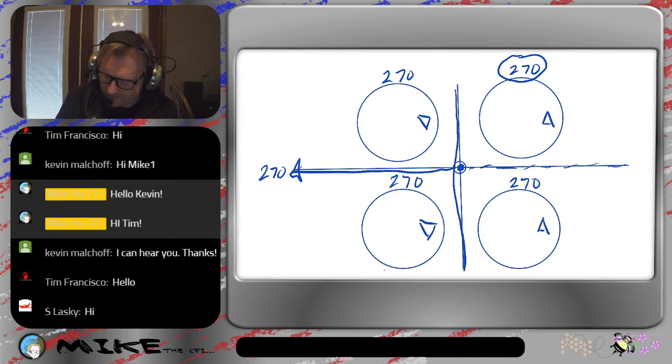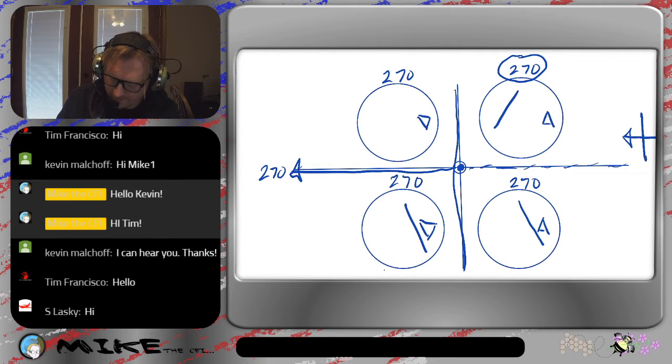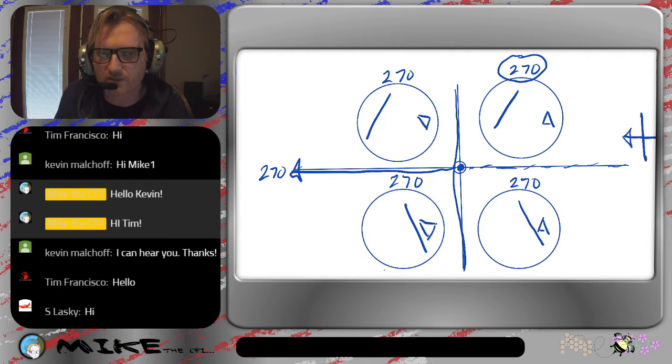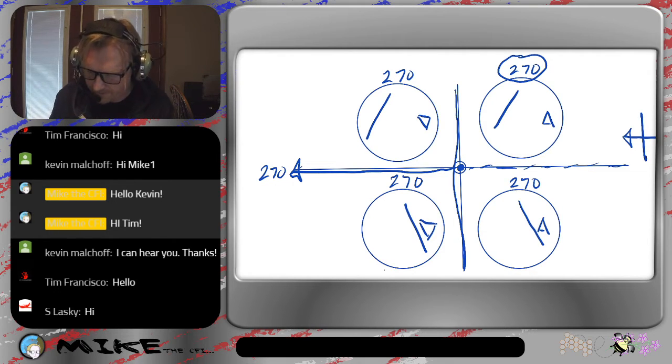Now again, pretending that the airplane is traveling in that direction, over here, this setting is going to show that the course line is off to your left. Over here, it's going to show that the course line is off to your right. Over here, it's also going to show that the course line is off to your right. And over here, it's going to show that the course line is off to your left, relative to the direction that you're trying to fly.